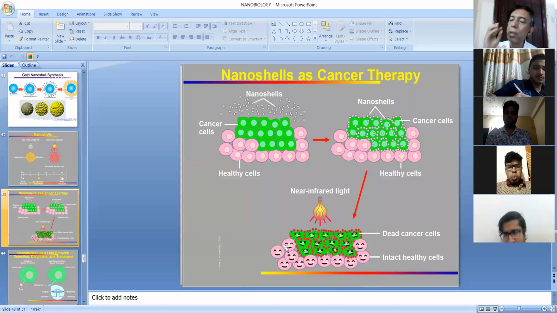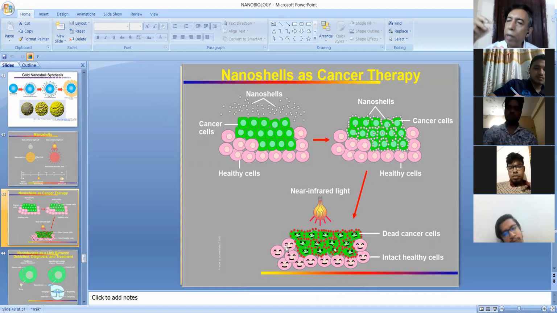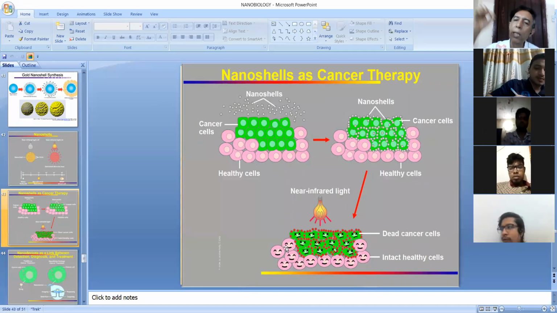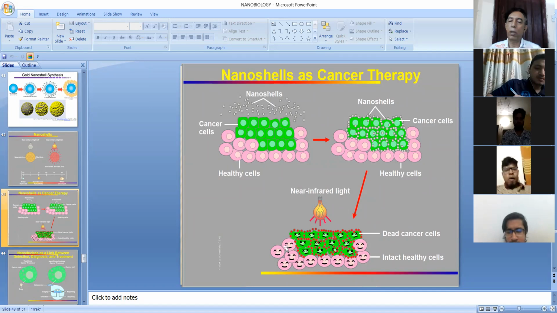So what is the quality of a nanoshell? There are two qualities of nanoshell. One, it absorbs heat when you give infrared light. And second, it can be accumulated on the cancerous cell. Cancerous cells are special types of cells. They are not like normal cells. So it can be accumulated on the cancerous cell.